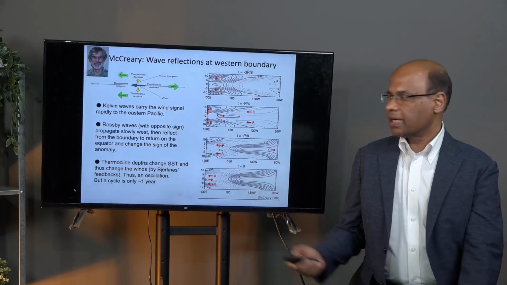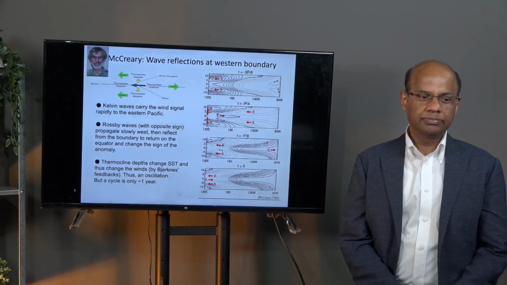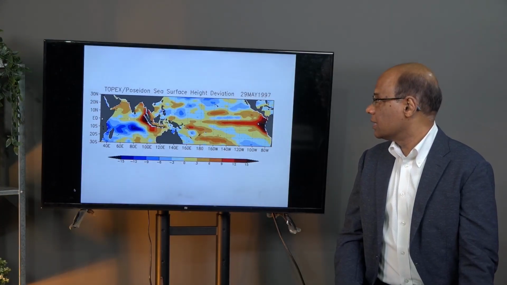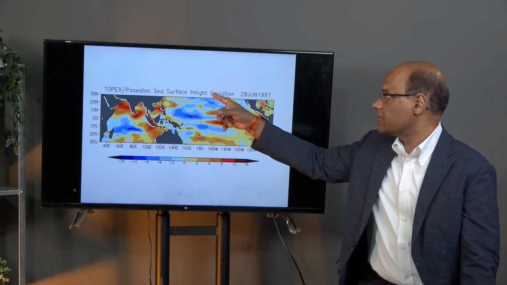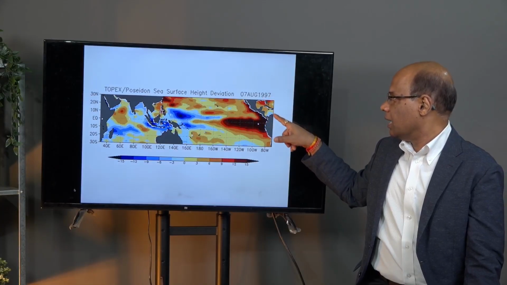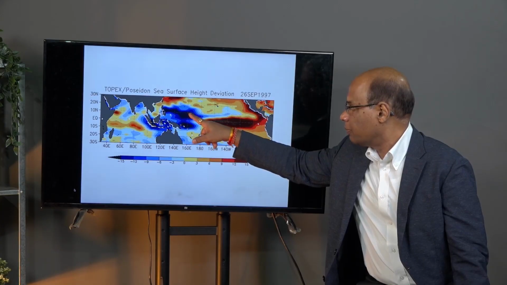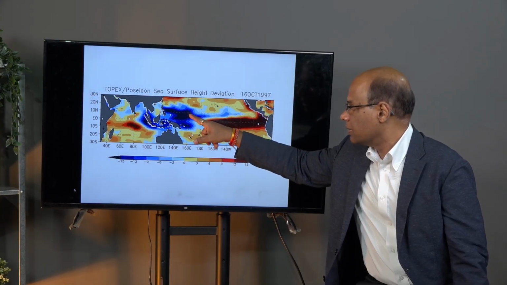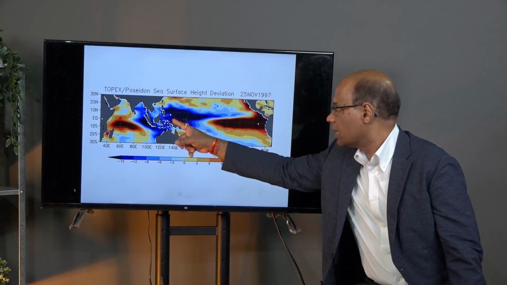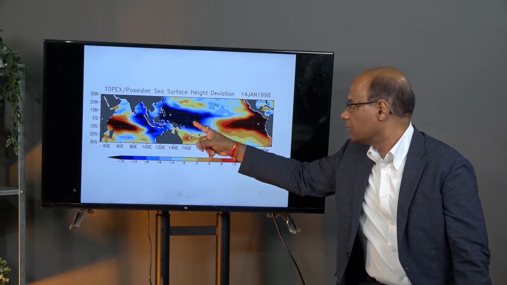So this kind of wave dynamics, we can actually see in real-time observations. You can see here the TOPEX/Poseidon sea surface height deviations for the 1997 El Nino event. You can see that these are the upwelling Rossby waves because of the reversal in the wind. We already have the El Nino, and the waves are now going to the coast and then reflected back near the equator as upwelling Kelvin waves.